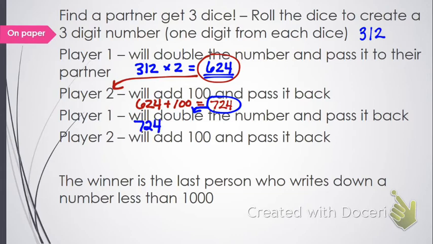What does player 1 do with it? Doubles it. What would that give player 1 then? 1,448. Then they give that number to player 2, and you just keep going back and forth like that. The winner is the last person who writes down a number less than 1,000. Did player 1 write down a number less than 1,000? No, so player 1 lost right here. That means the winner is player 2.